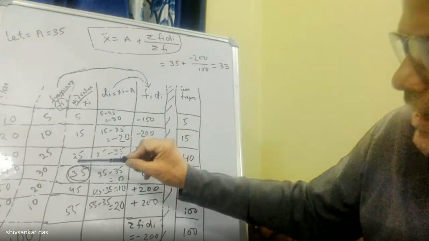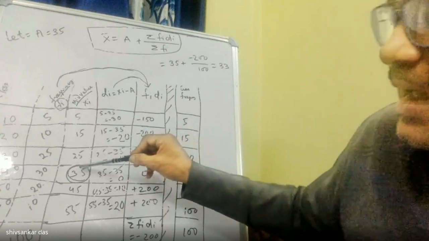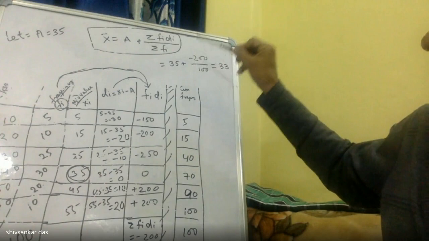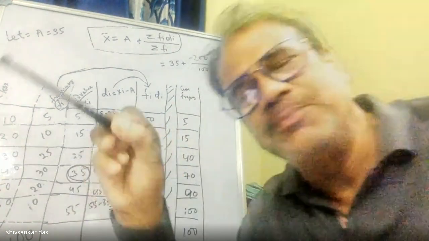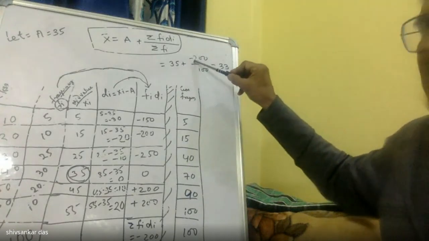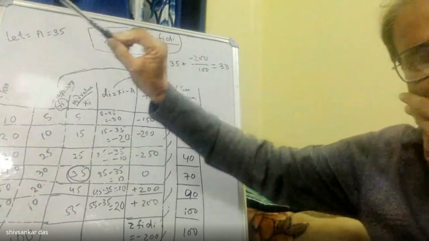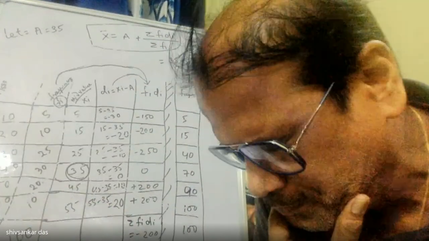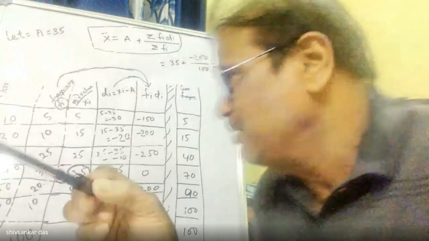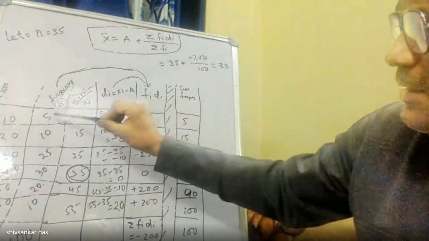Because I have changed the origin to a little higher value, I am getting minus here. If I change the origin a little bit smaller, that is 25, then I will get positive here. So I have discussed it clearly. Some students yesterday were asking what is di. I will explain a little bit.